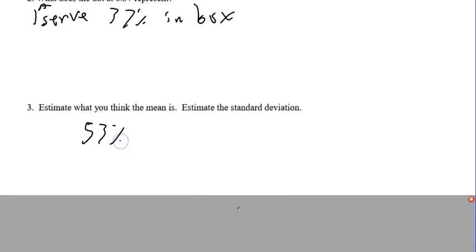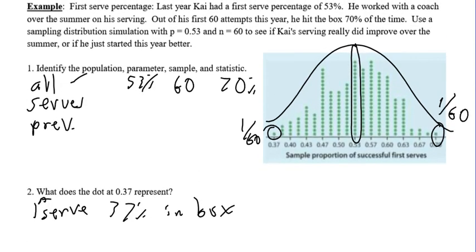And that makes sense, because that's what the overall average was last year. Now, what do we think the standard deviation is? Let's look at that. Okay, first off, I lied. I wasn't thinking. The simulation has way more than 60. It actually has about 200 dots on there. So the chances are actually 1 out of 200 that it would be 70%. So even more so, coaching had something to do with it.